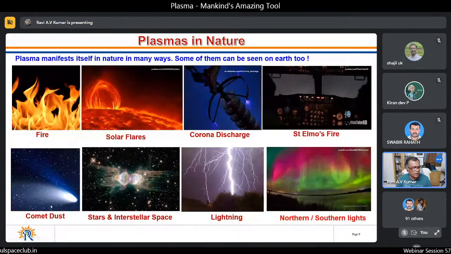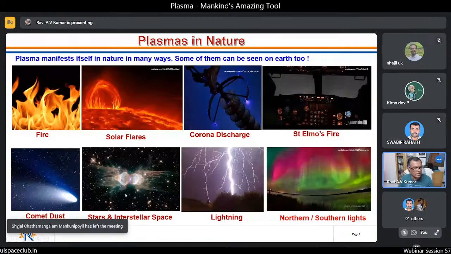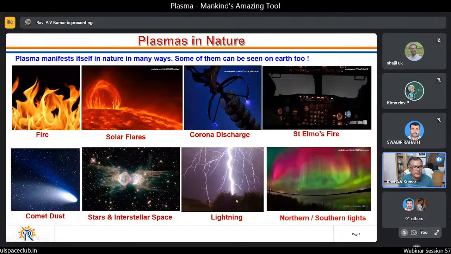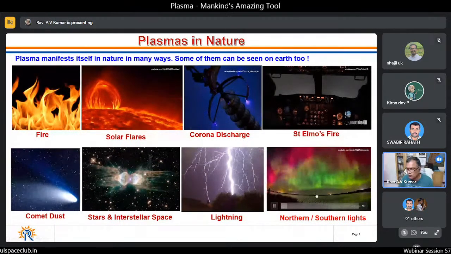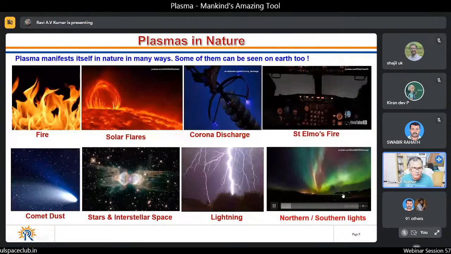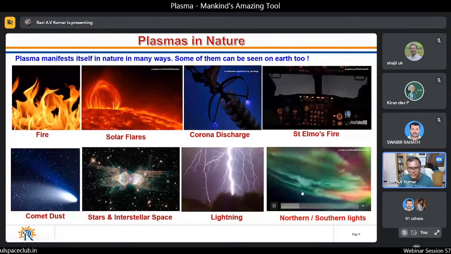And of course, you have comet. A comet has a dust tail and a non-dusty tail. So the ionic tail of the comet is a plasma. And as I said, stars and interstellar space. The entire universe is in a state of plasma. So depending on where you are, only the density varies, nothing else. And of course, the lightning is the free nature show of plasma. And I don't know how many of you have seen the Aurora Borealis or Aurora Australis, depending on the hemisphere you're in. These are also very, very classic examples of plasma in nature.